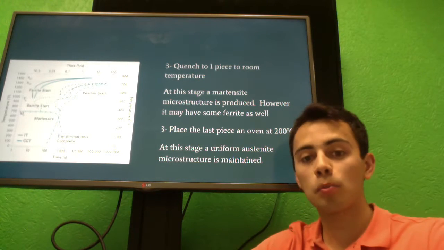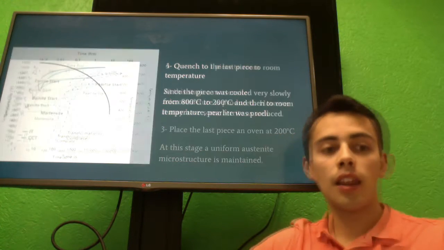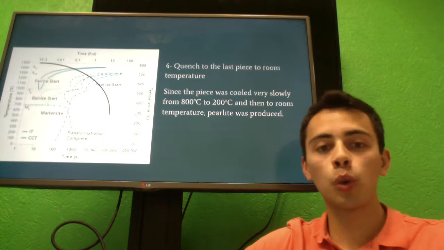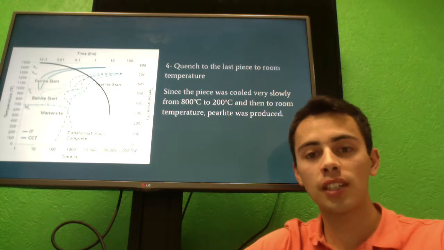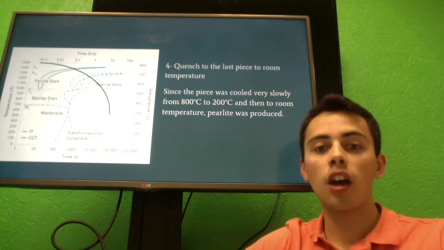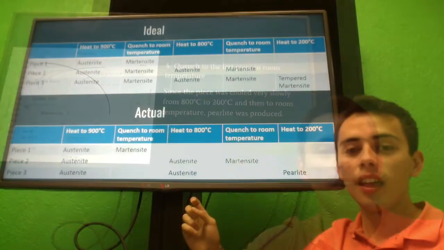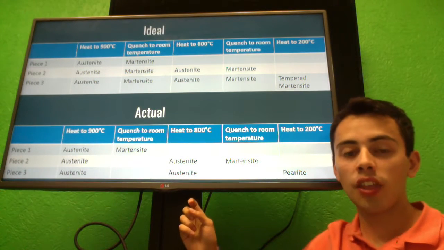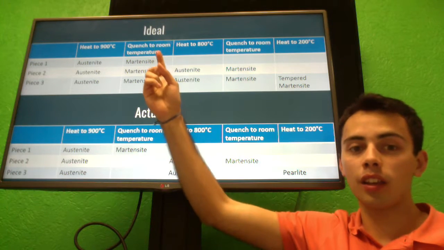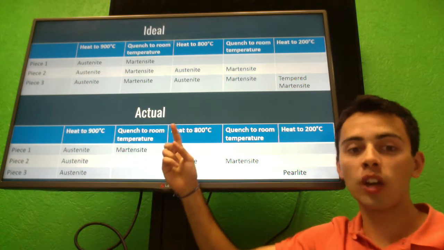The last piece was placed in an oven at 200 degrees. This creates this cooling curve. It's a very slow cooling curve from 800 to 200 degrees, and then from 200 to room temperature, producing a pearlite phase. These 2 tables summarize the different phases for the 3 pieces, both in the ideal way this practice was supposed to be done and the way we did it.